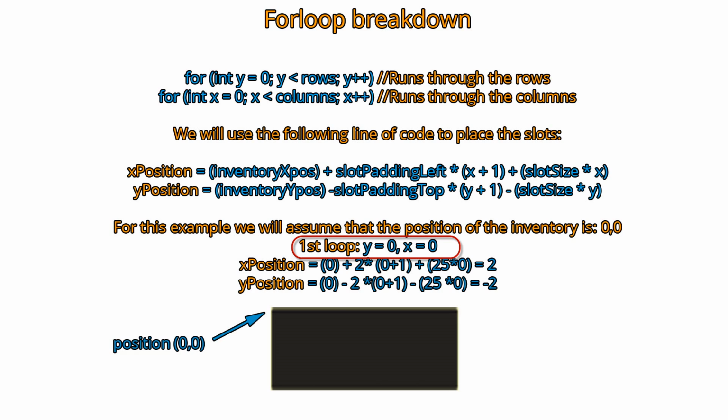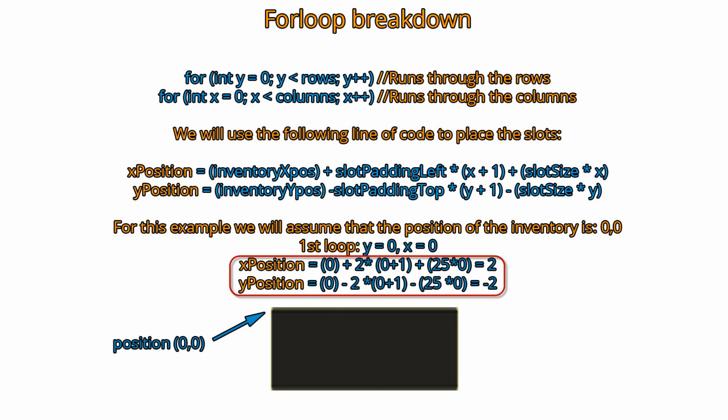The X position is calculated by taking the position of the inventory, which is 0, plus 2 multiplied by 0 plus 1, because X is 0 at this point, plus 25 multiplied by 0, which is 0 because X is still 0, and that equals 2. So our first X position is 2.